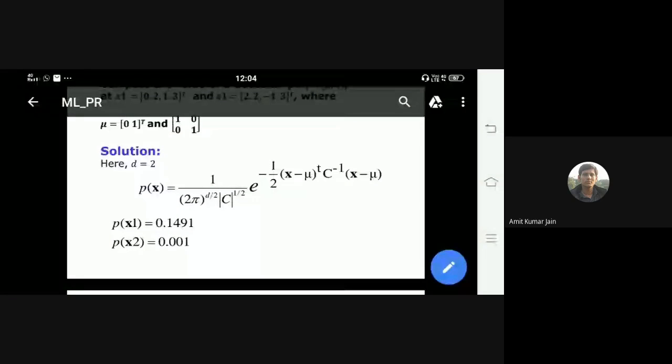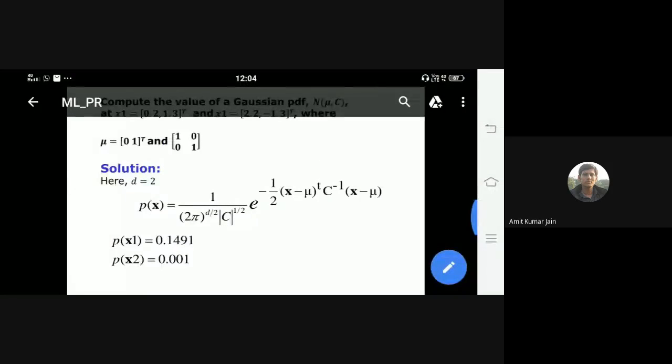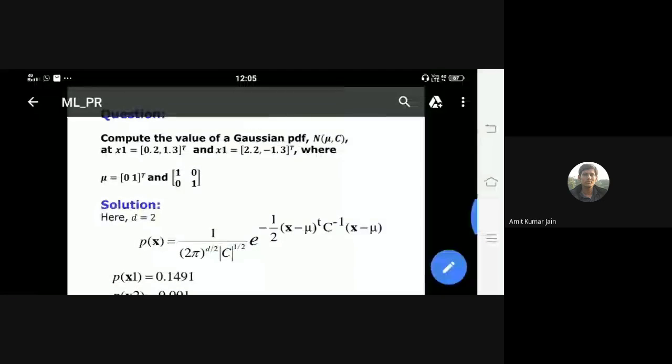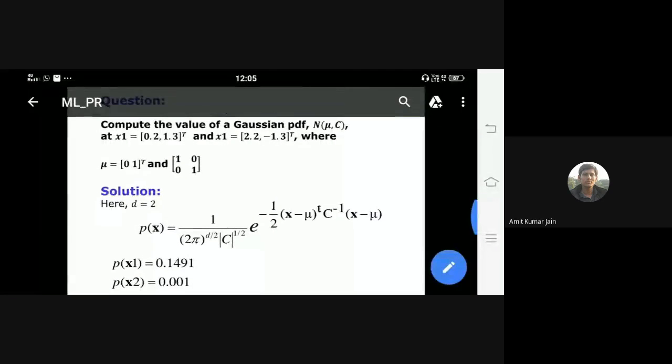So here the equation is pretty simple. 1 by 2 pi to the power d by 2, where d is the dimension of the feature vector. Here it is 2. So 2 pi is a constant value. Determinant of C to the power 1 by 2 is also a constant value. Then e to the power minus 0.5 times (x minus mu) transpose, C inverse, and (x minus mu).